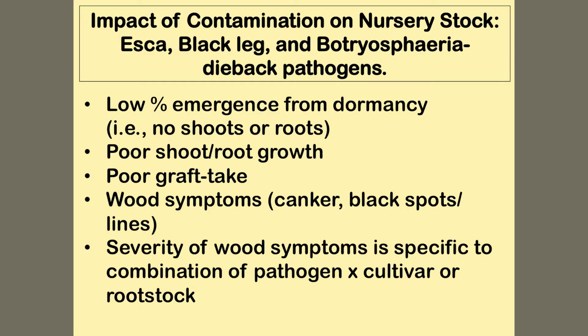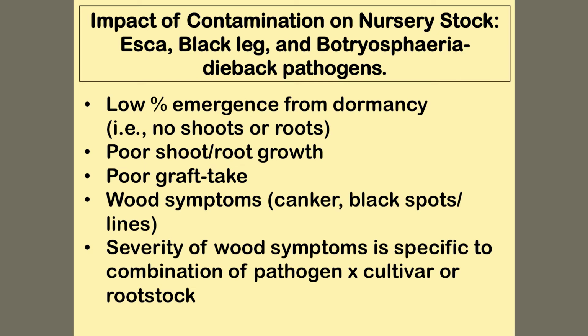What you see in young plants from the Esca symptoms, some of the dieback pathogens, and the blackleg pathogen, which I'll talk about a little bit later, is you see cuttings and bench grafts and rootings that just do not emerge from dormancy. They just die while they're in cold storage. For those that don't die, when they're contaminated with these trunk pathogens, sometimes they push shoots and roots, but those tissues never grow well. They're always weak plants. We get poor graft take.